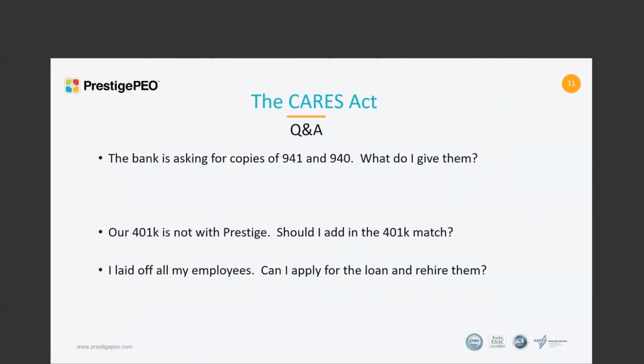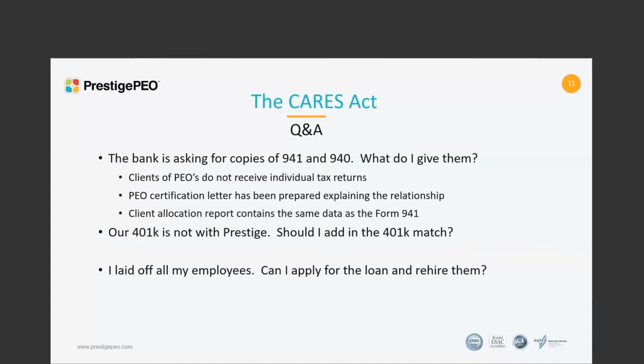That's all right. And I'm going to cover this one again because we've kind of talked about it, but it's a difficult question because the banks are really pushing. I've had many clients come to me saying, my bank says I have to have a 941. And while we don't want to tell banks they're wrong, that's not correct.